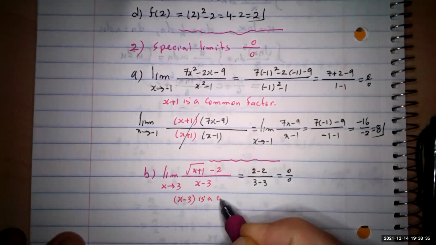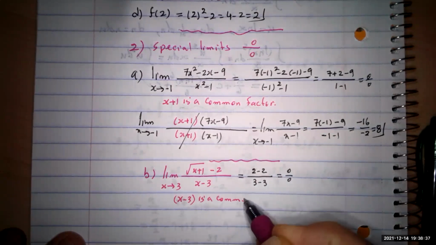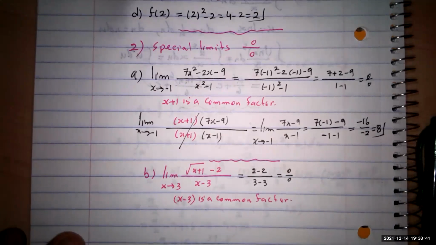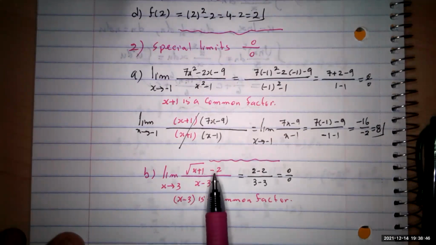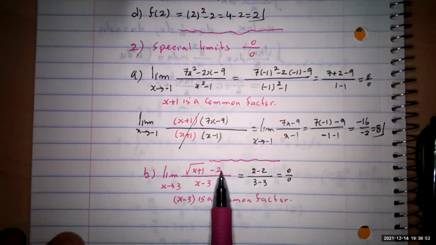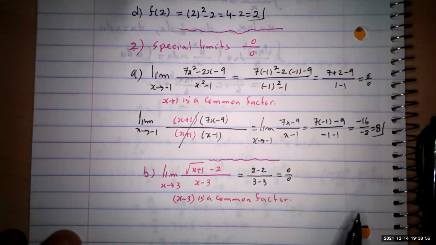This is going to be a common factor. Now, how are we going to take care of it? You already got it here. Remember, you multiply the top and the bottom by the conjugate of the radical expression, meaning radical x plus 1 plus 2. Multiply the top and the bottom to get this number.